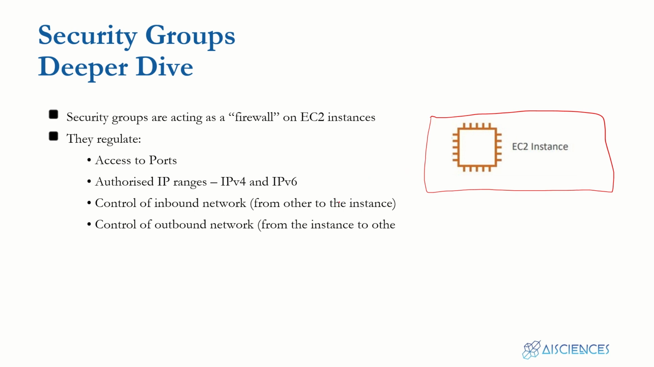Okay, so what does it do? It regulates access to ports and authorized IP ranges, which come in two types, IPv4 and IPv6 format. It has control of the inbound network and it has control of the outbound network.